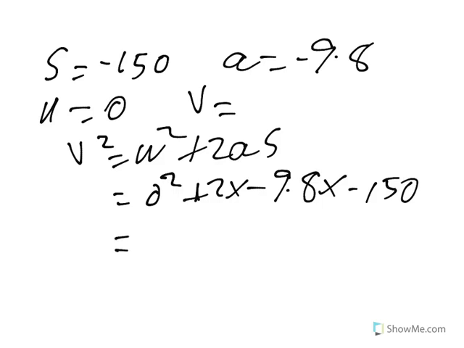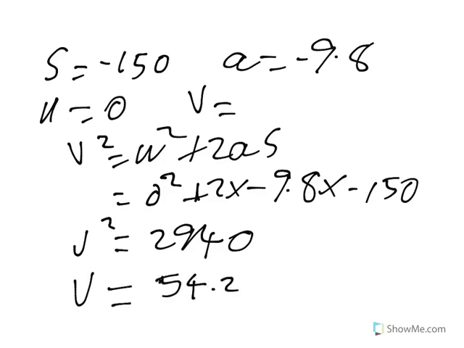So now when we do that calculation, we find that v squared is 2940, and so v, when we square root it, comes out 54.22, and we want the nearest tenth, so it's 54.2 metres per second.